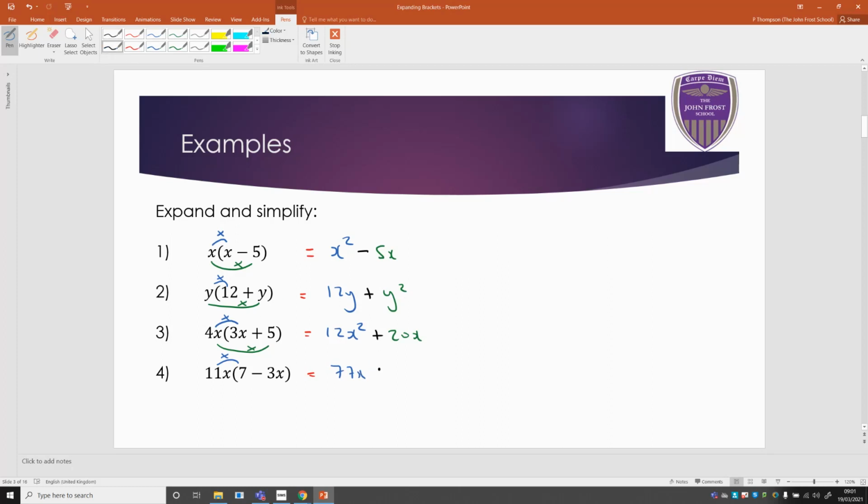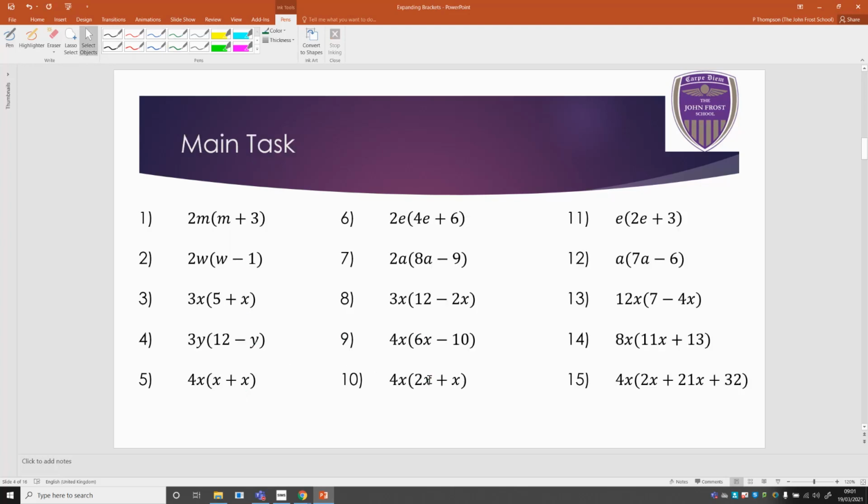And this last one here, 11x times 7 would be 77x. Don't forget the minus in the middle. And then this one, 11 times 3, first of all, is 33. Then you've got x times x, which is x squared. All right, so very simple, isn't it? Just like the starter, just watch the squares and watch the signs. And it's really easy to do. Okay, right then, so the main task, here it is. Pause the video, have a go, and expand these brackets when you're ready, and then come back for the answers.